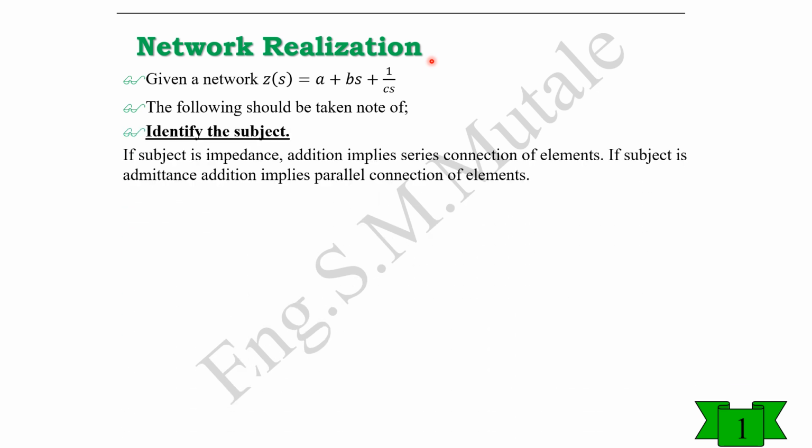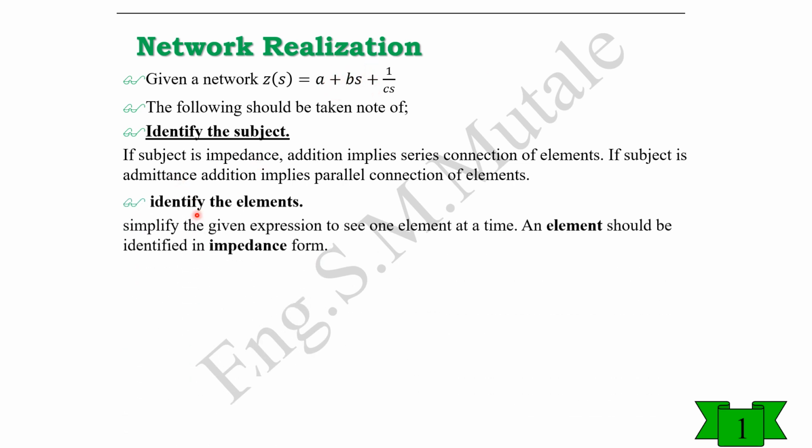Number one, you need to identify the subject. Like the way the equation is here, you need to check the subject to either be an impedance or admittance. If the subject is impedance, it implies that the additions in there are just telling you that the elements involved are connected in series. If the subject is admittance, the plus is showing that they are connected in parallel. That's the first one.